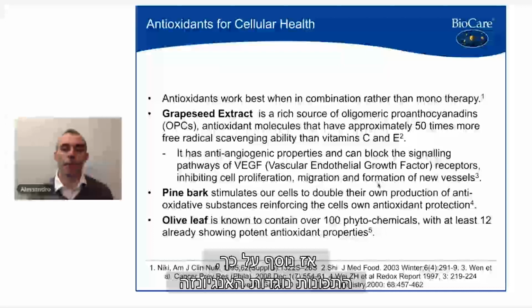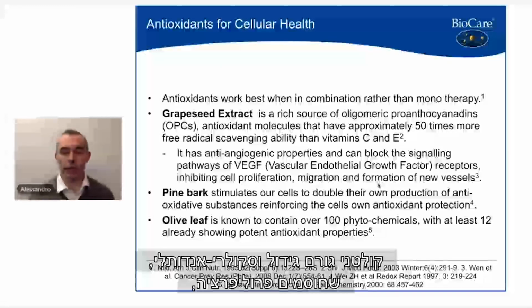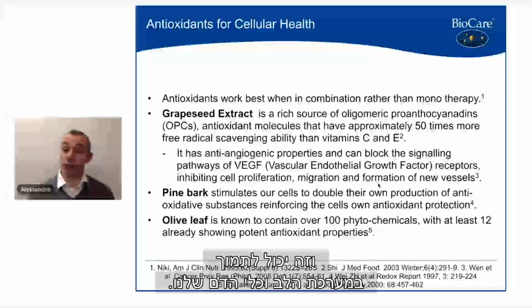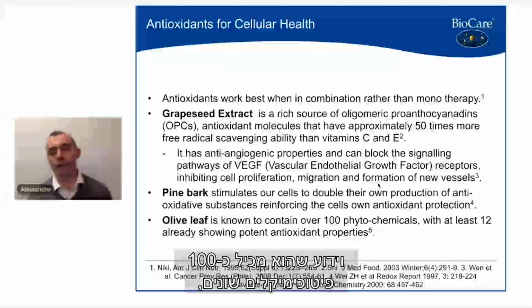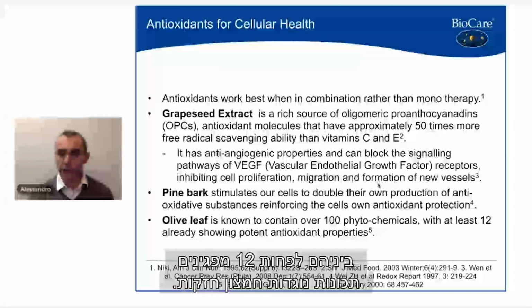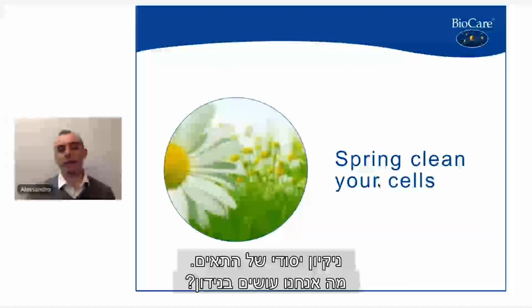In addition to that, the anti-angiogenic properties of some of these, especially the grape seed extract, can support pathways like VEGF, vascular endothelial growth factor receptors, inhibiting proliferation. And this can actually support our cardiovascular system. So the last one I wanted to mention is olive leaf, known as containing over 100 different phytochemicals, with at least 12 really showing potent antioxidant properties. So, spring clean our cells.